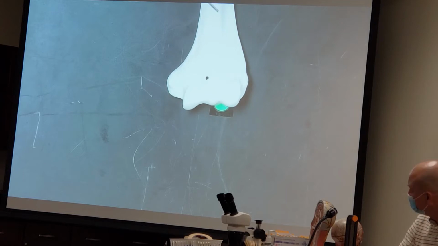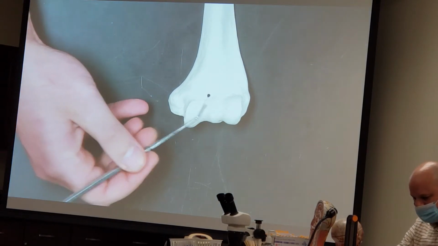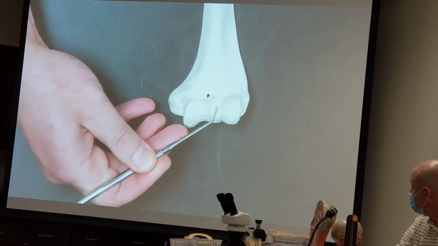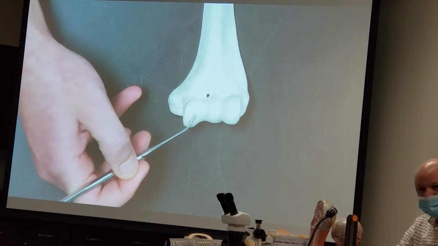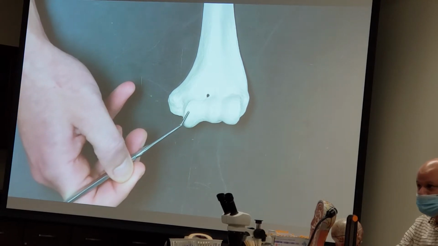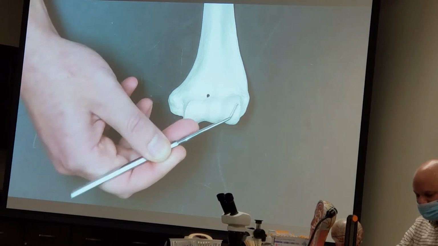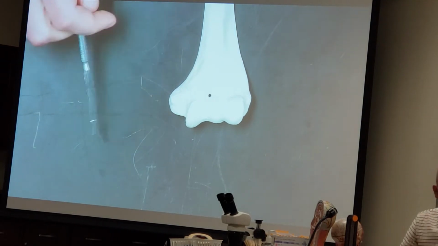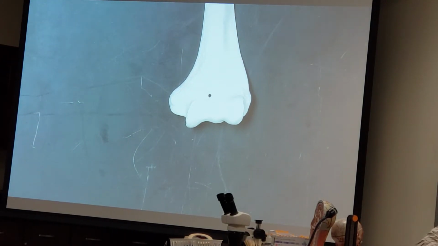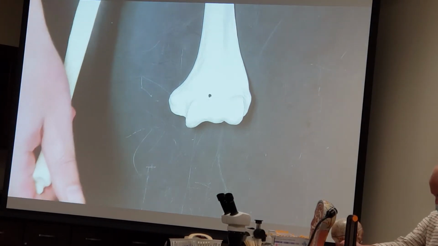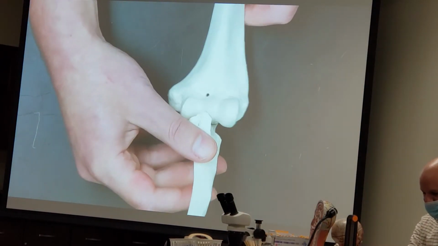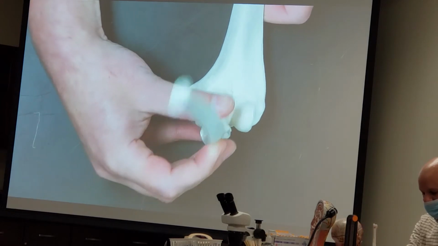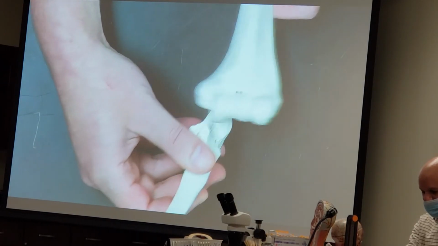At the distal end, you can see the trochlea here and the capitulum. And all of this is a condyle, an articular surface. So, the ulna is going to articulate with the trochlea of the distal end of the humerus like so.